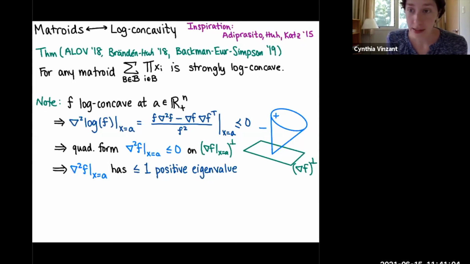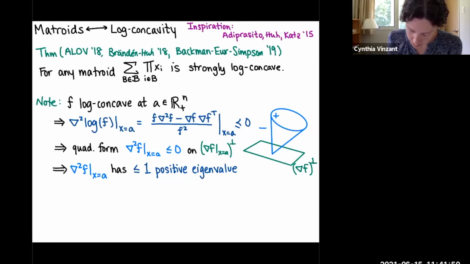So log-concavity at a point in the positive orthant, this is what we're requiring. Again, if we do the calculus exercise, what this says is that when we take the Hessian of the log and evaluate it at a point in the positive orthant, we should get something negative semi-definite. So this will be a real symmetric matrix. All of its eigenvalues should be less than or equal to 0. And if we write down what that Hessian is, we get f times the Hessian of f minus the gradient times its transpose, all divided by f squared. And then that whole thing evaluated at some point.